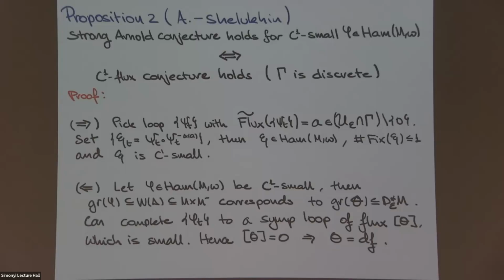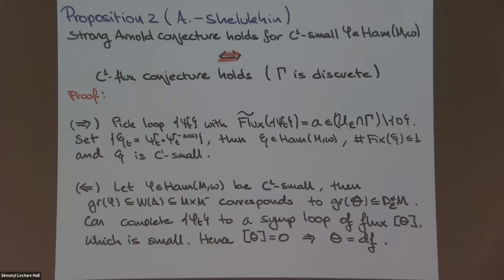Of course, now we know the C1 flux conjecture holds, and the strong Arnold conjecture for C1 small, I haven't seen it written before, but it could have been deduced since the work of Arnold in 2006. So C1 small, I mean just the endpoint. For the whole path, it's not hard. But let's use this construction to prove this proposition.